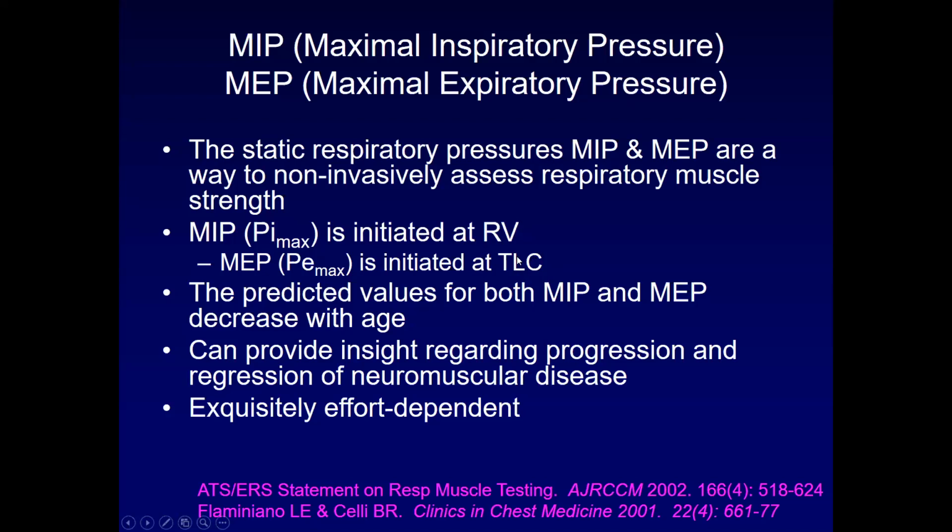The predicted values for both MIP and MEP vary with age and can provide insight regarding progression and regression of neuromuscular disease. Similar to the MVV, they are exquisitely effort dependent. If your patient doesn't give you a good effort, the numbers are going to be meaningless.